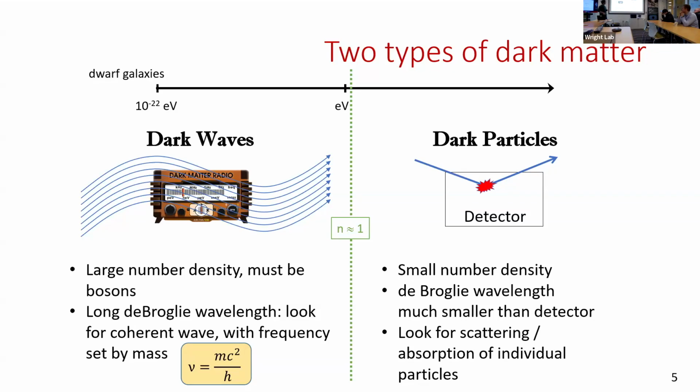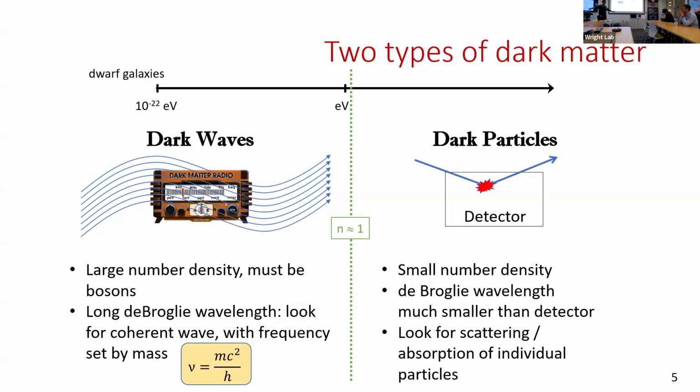So this is these higher masses. When we go to much lower masses, well below an eV, now we get very large number densities. And owing to the Pauli exclusion principle, as well as needing to have cold non-relativistic dark matter, we know that this dark matter must be bosons.